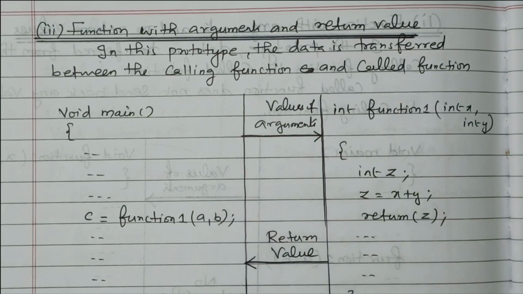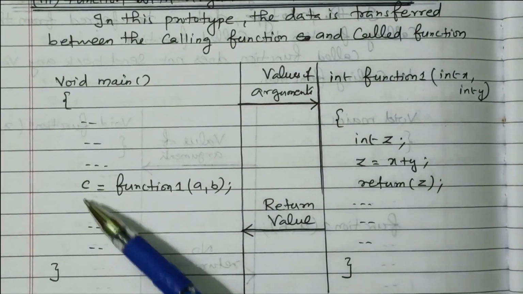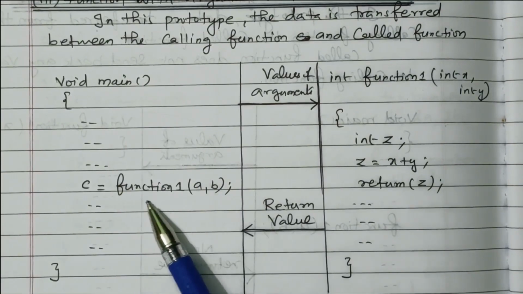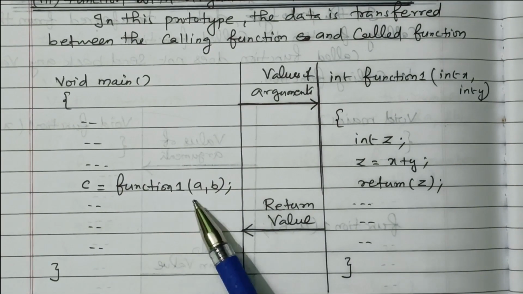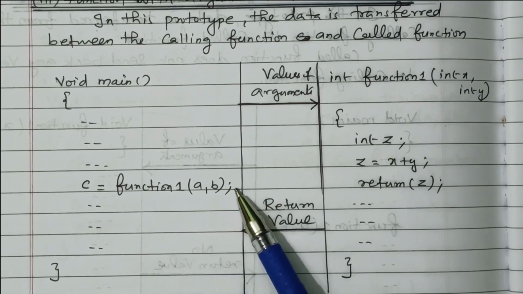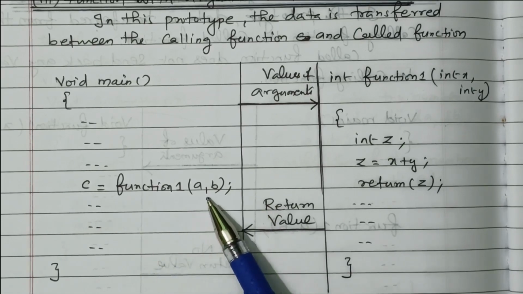Now we'll see the syntax for that, the standard format. This is the main program, and there is a set of instructions available. This is the function, function1(A, B). We are calling this function. The function name is function1, and we are sending the arguments A and B. The function will also return a value.